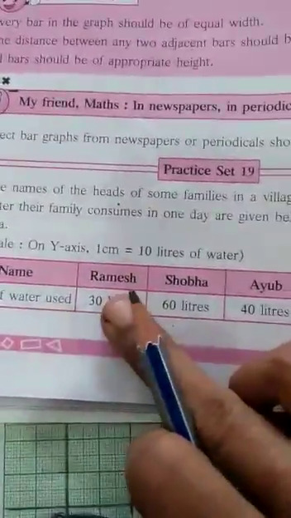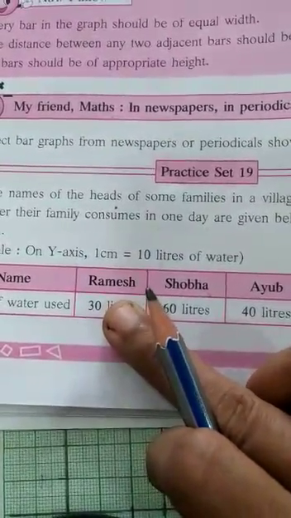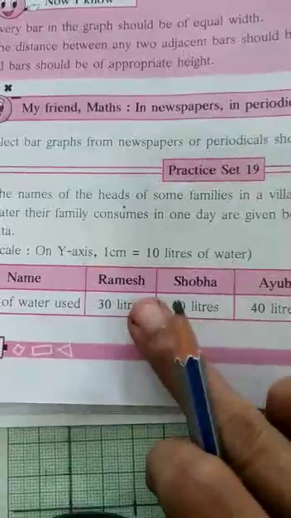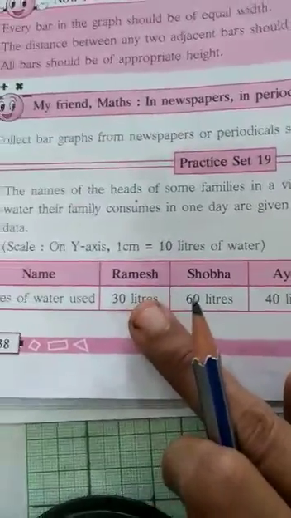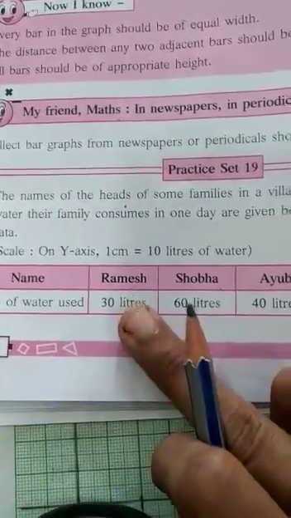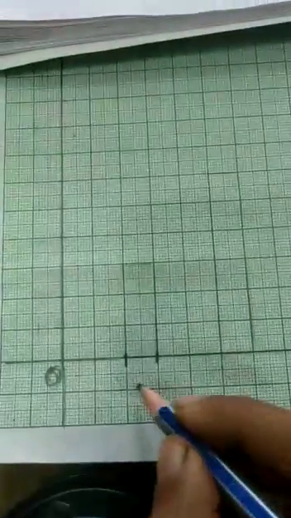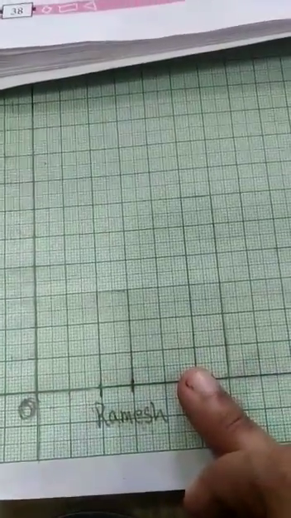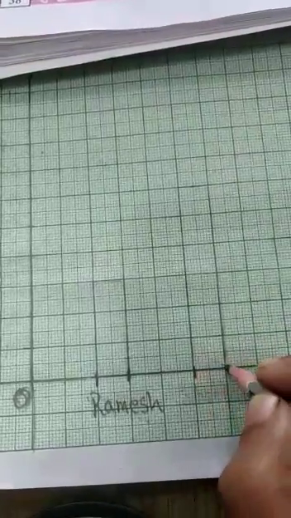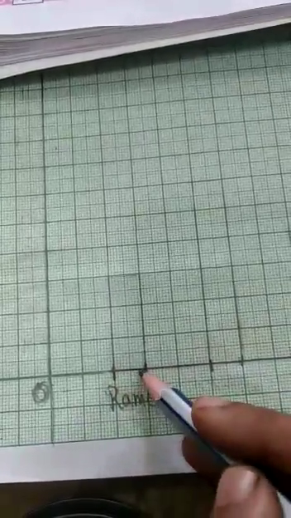And what is the first name? Take your textbook and see. When I am saying it, you also go through it. What is the first name? You also open your textbook, page 38, first question, practice set 19. Ramesh. So right here, Ramesh. Here I have taken 2 centimeter. Leave 2 centimeter here also. Then what is the next? And this is 1 centimeter, the width of the bars. And what is the next name? Shobha.